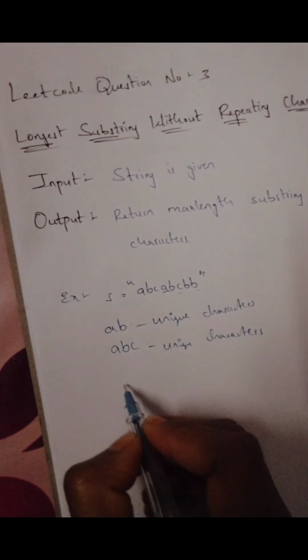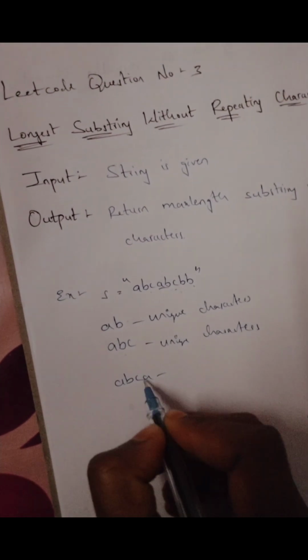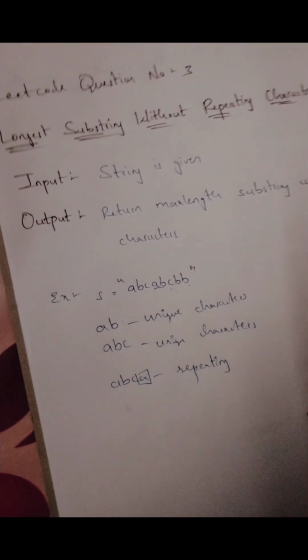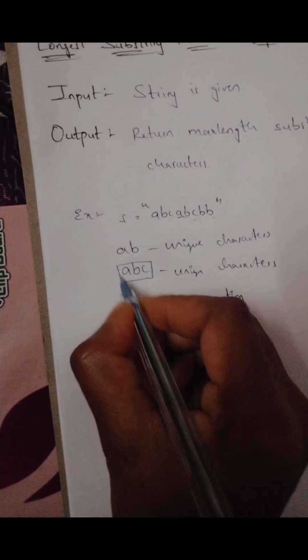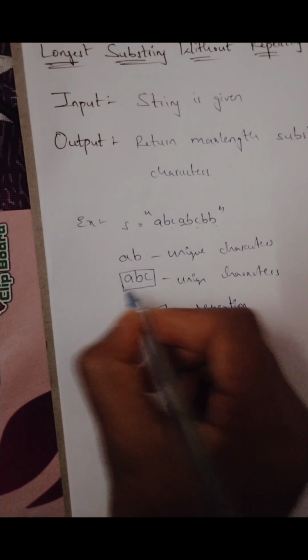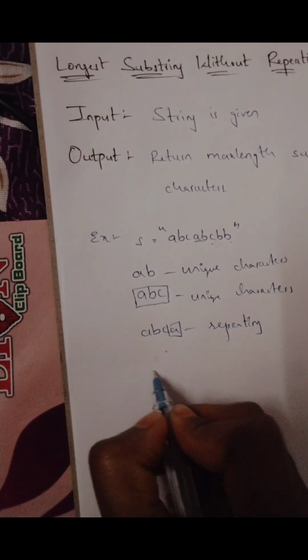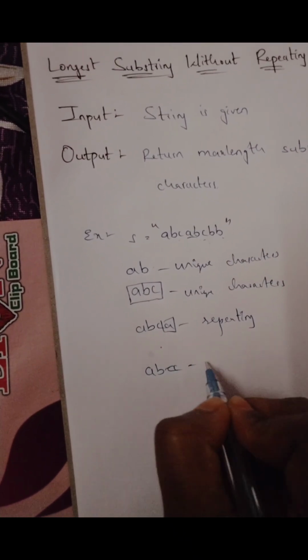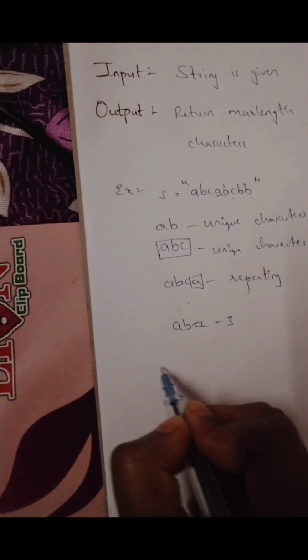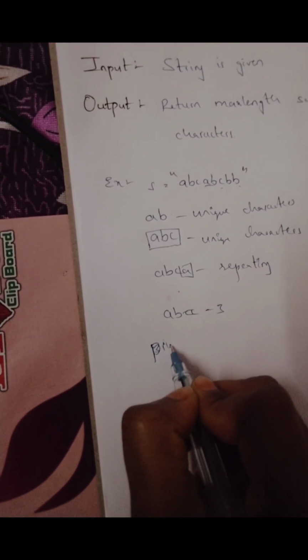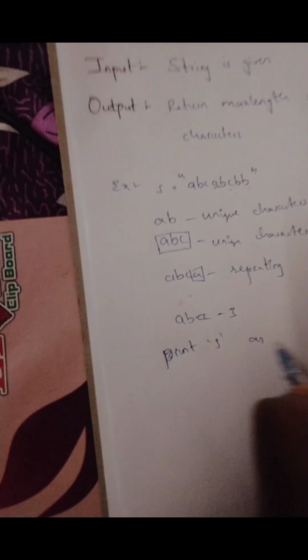And then the next character is A. Here this A is repeating, right? So this is not considered as a substring without repeating characters. So the final substring without repeating characters is ABC, which has a length of 3, right? We need to print this 3 as the output.